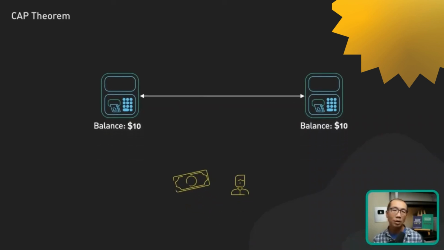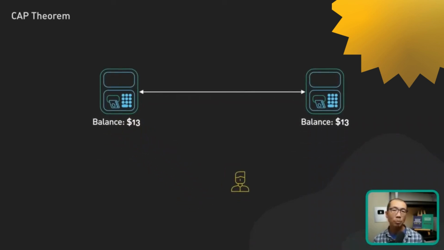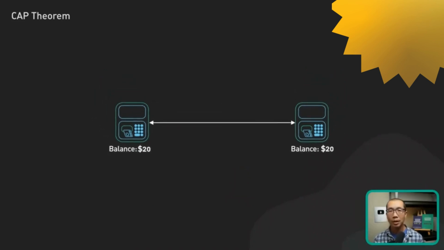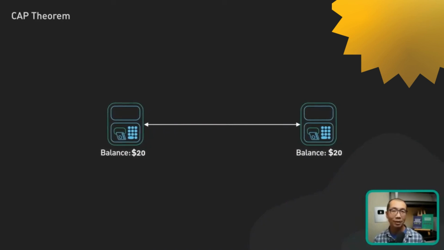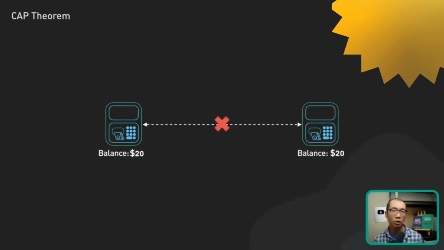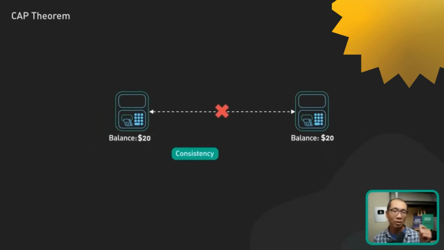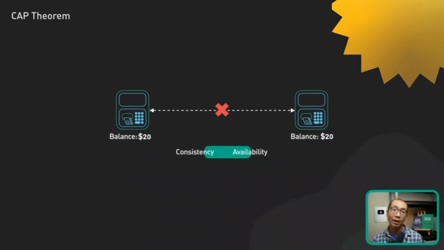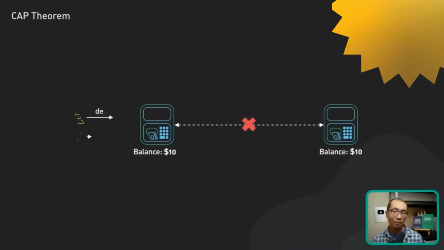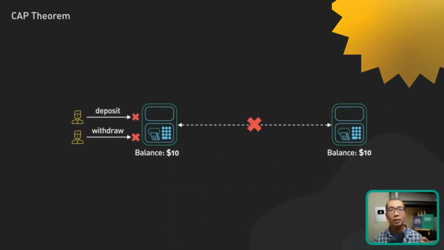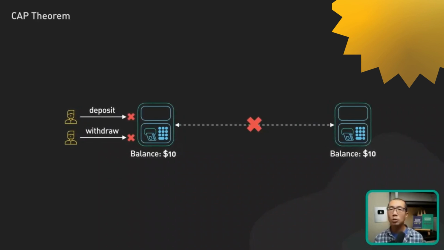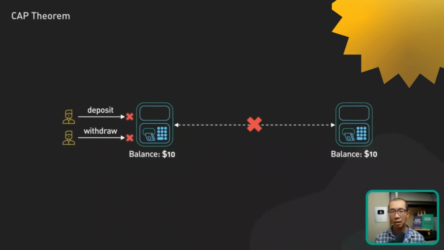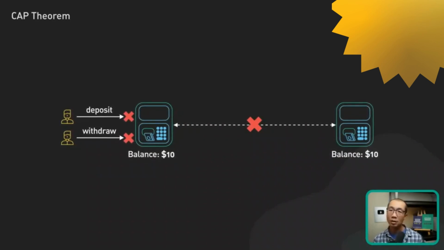When a customer uses an ATM, the balance is updated on both ATMs over the network. This ensures that the ATMs have a consistent view of the account balance. If there is a network partition and the ATMs are unable to communicate with each other, the system must choose between consistency and availability. If the bank prioritizes consistency, the ATM may refuse to process deposits or withdrawals until the partition is resolved. This ensures that the balance remains consistent, but the system is unavailable to customers.